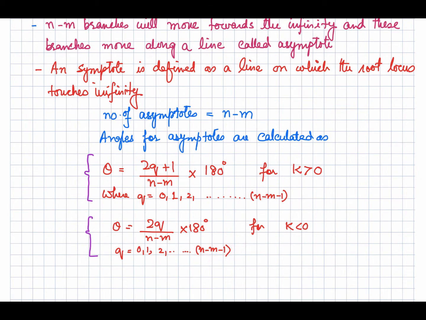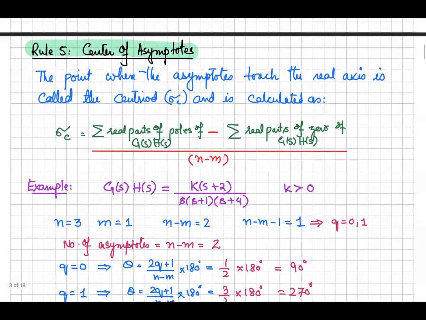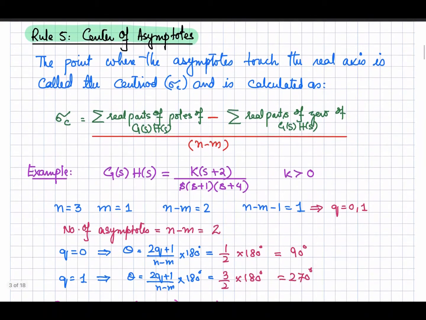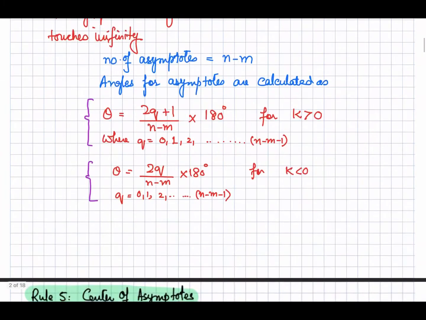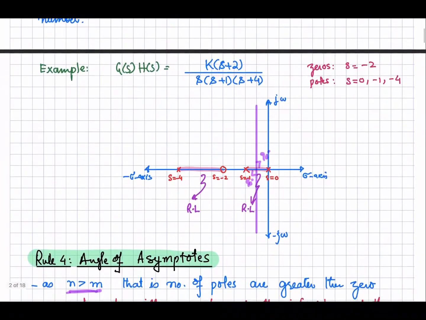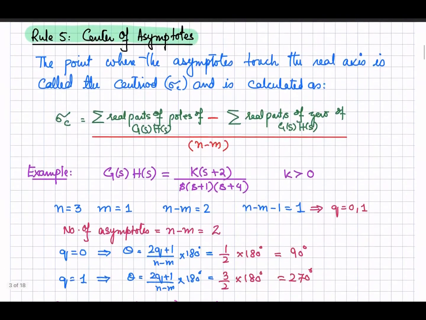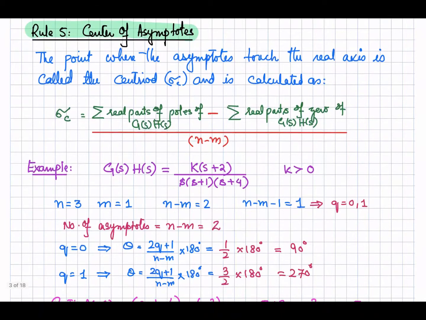Okay, so now let's look at the next rule, that is the calculation of the center of asymptotes. So what that means: the angle at which these asymptotes are going to touch the real axis is the angle of asymptote, and the point at which these asymptotes will meet at the real axis is the centroid, or the center of the asymptotes. So the fifth rule is for the calculation of that point.